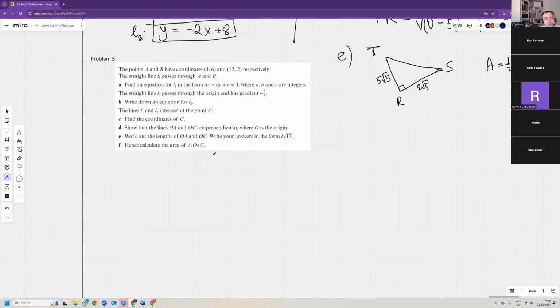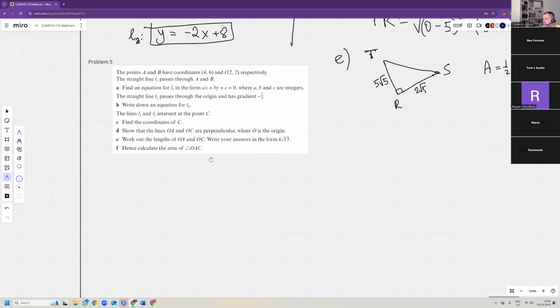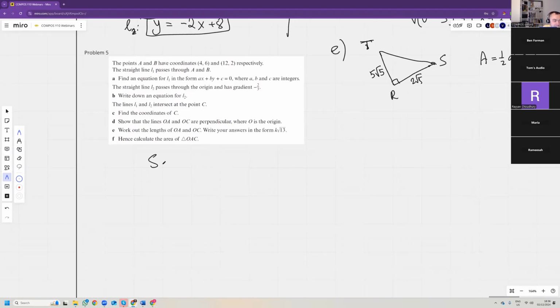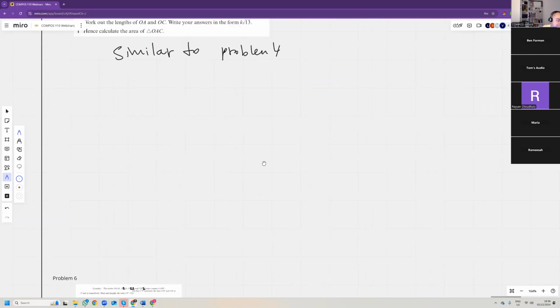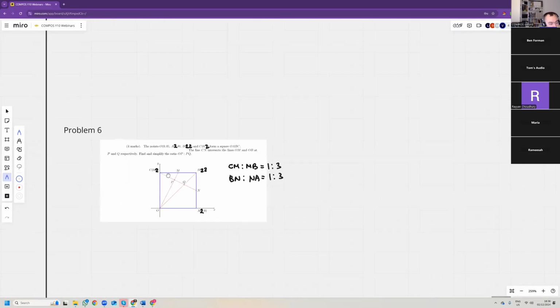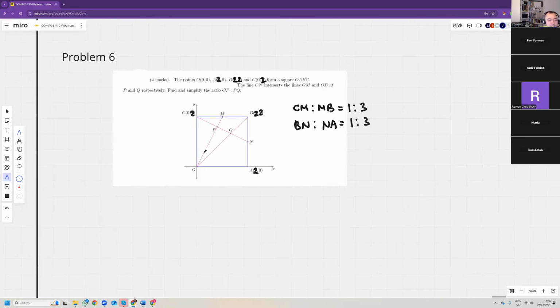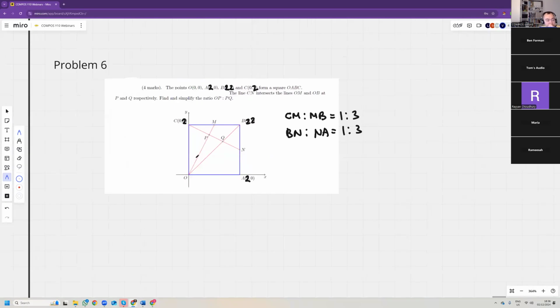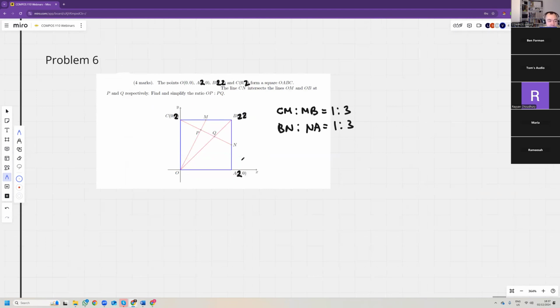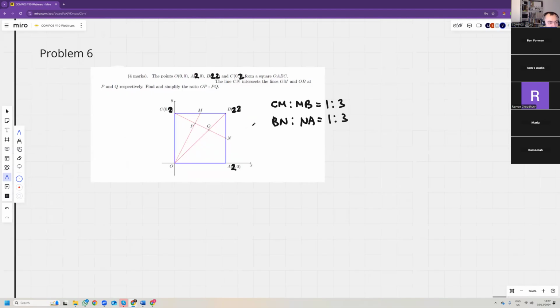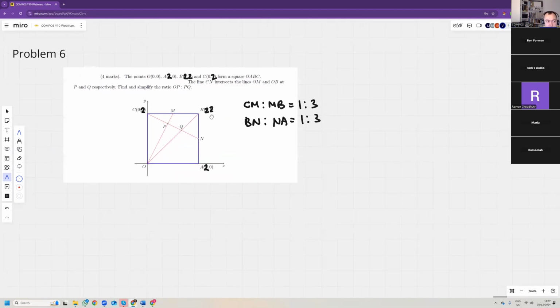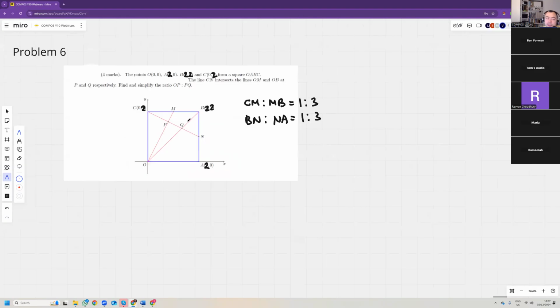Okay. Yeah, happy. Problem 5 is similar to problem 4, because the next question you can recognize. I've changed the values, so it's not the same. I've changed the coordinates of the points. I've changed the ratios, but hopefully you'll get an idea of how to do this problem. This is problem 6 from the assignment.